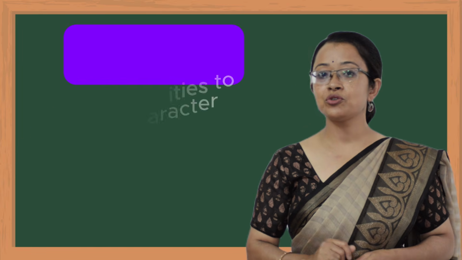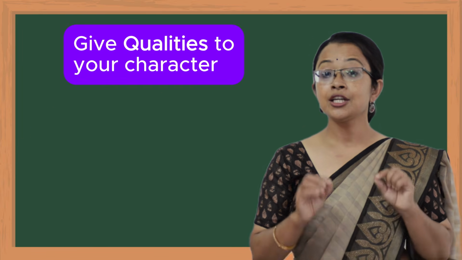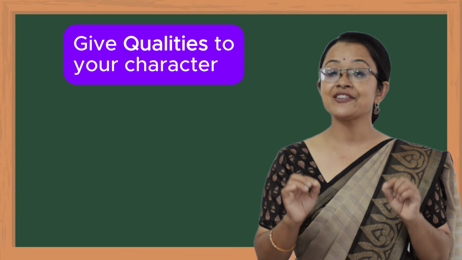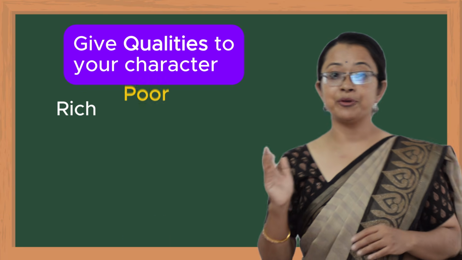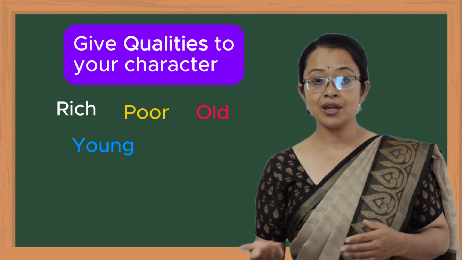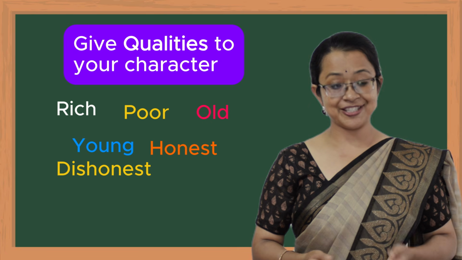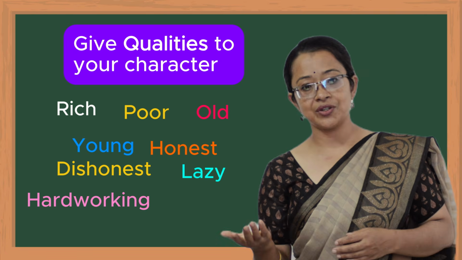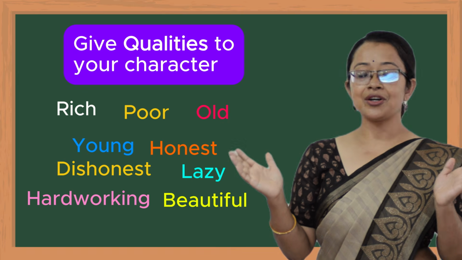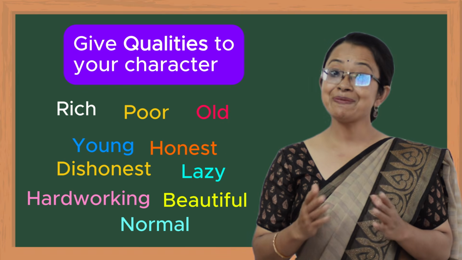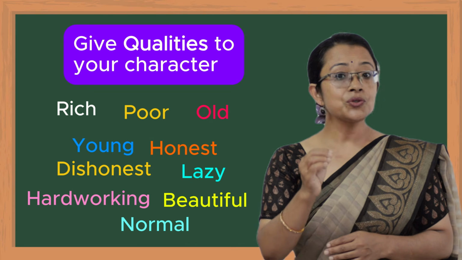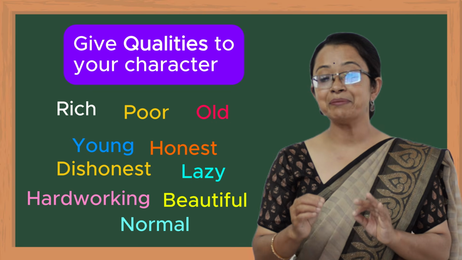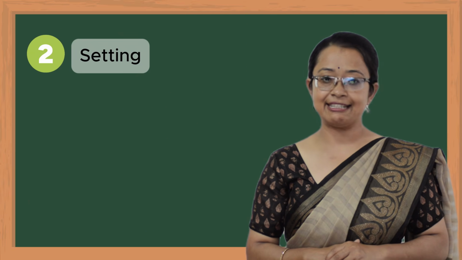And keep in mind that to score full marks from story writing, you should give some qualities or characteristics to your character. Your character can be rich, can be poor, can be old, can be young, can be very honest or dishonest, can be very lazy or hardworking, or can be very beautiful or normal. So it means that you should give some features or qualities to your character according to the demand of the story. Let's talk about another important component, that is setting.